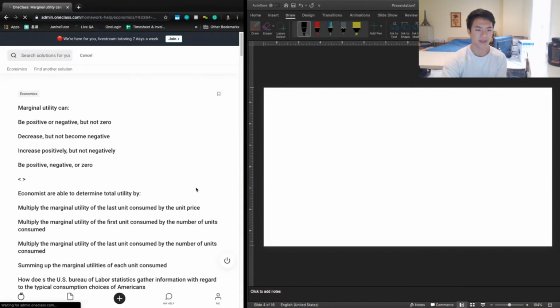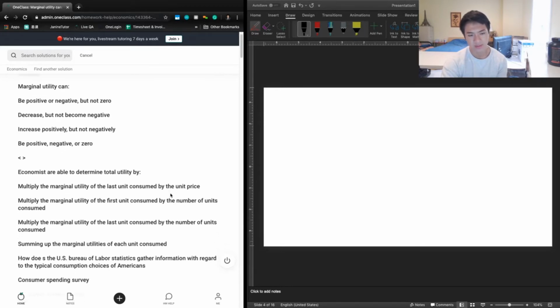Let's go to the next question. So the next question talks about utility, I believe. And it says marginal utility can A, be positive or negative but not zero, B, decrease but not become negative, C, increase positively but not negatively, or D, be positive, negative, or zero. So in this sense, we would say that marginal utility can be positive, negative, or zero.